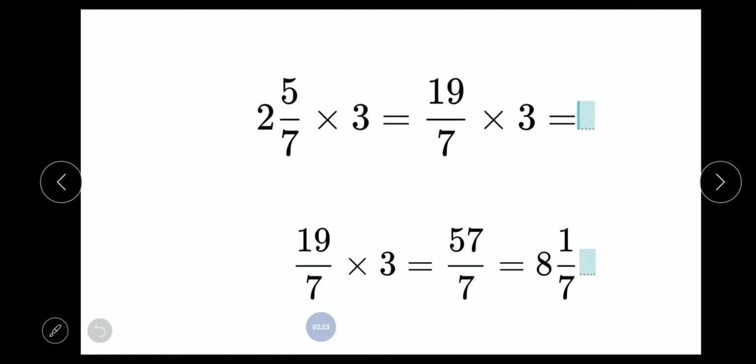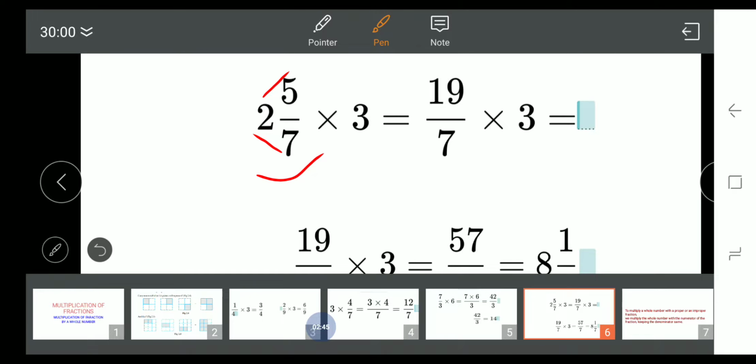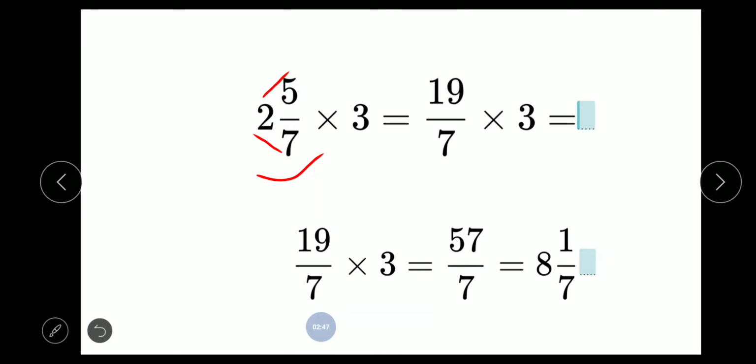Next, how to multiply a mixed fraction by a number. The given number is a mixed fraction. Therefore, change it to an improper fraction. How to change it? 2 into 7 plus 5. 2 into 7, 14. 14 plus 5, 19. 19 by 7. 19 by 7 into 3.